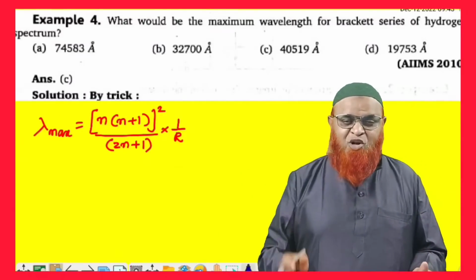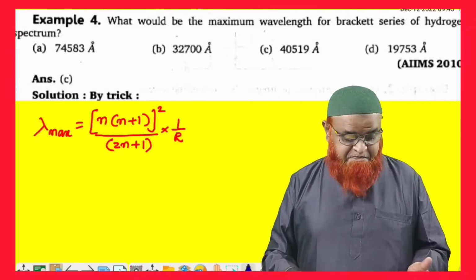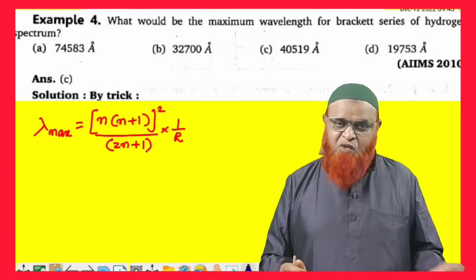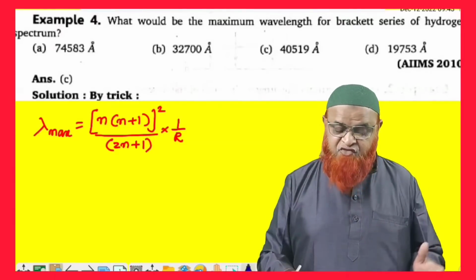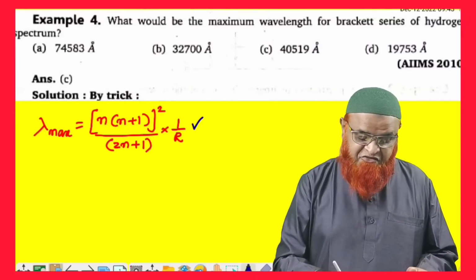Okay, my dear students, let us solve this problem in a simple shortcut method. So this is a problem from atoms. He's asking us to find out the maximum wavelength for Brackett series. So how are you going to find out the maximum wavelength for Brackett series for hydrogen spectrum? This is going to be the shortcut formula which I have written here.